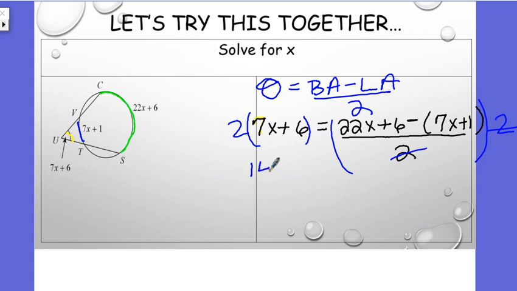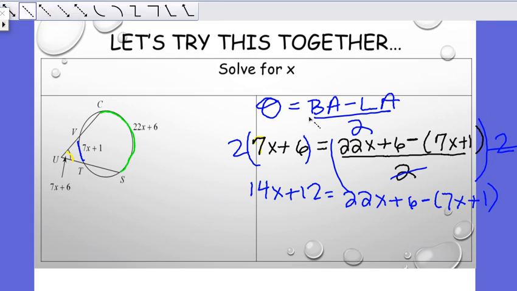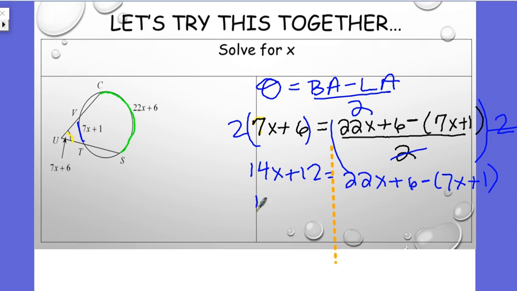So here I get 14x plus 12 equals 22x plus 6 minus 7x plus 1. Now you can put your golden line and do the math. Variables on the left, constants on the right. So I get 14x plus 12 equals 22x plus 6.